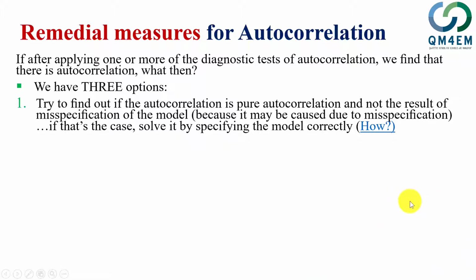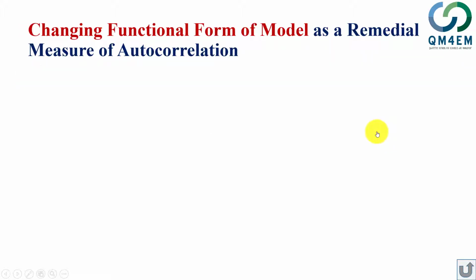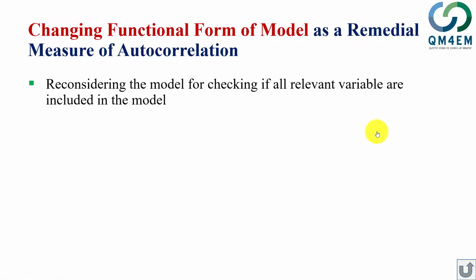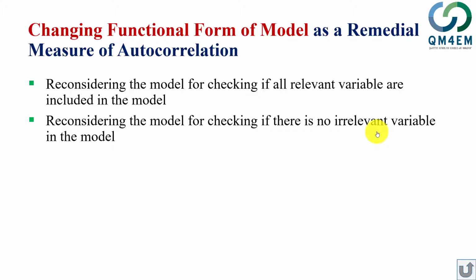So the question then arises: how can we fix the problem of misspecification? At this stage, all I can tell you is that we can reconsider the model, checking if all relevant variables are included, because we saw that misspecification of the model by excluding a relevant variable could cause a problem of autocorrelation. So when we drop a relevant variable, it may lead to a problem of autocorrelation. So we need to reconsider our model and check that we haven't dropped a very relevant variable.